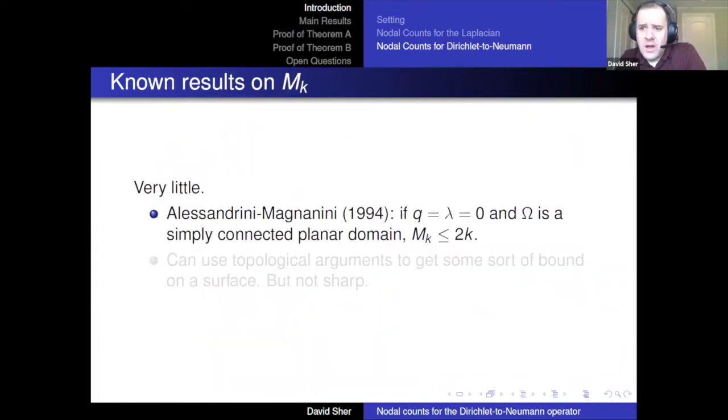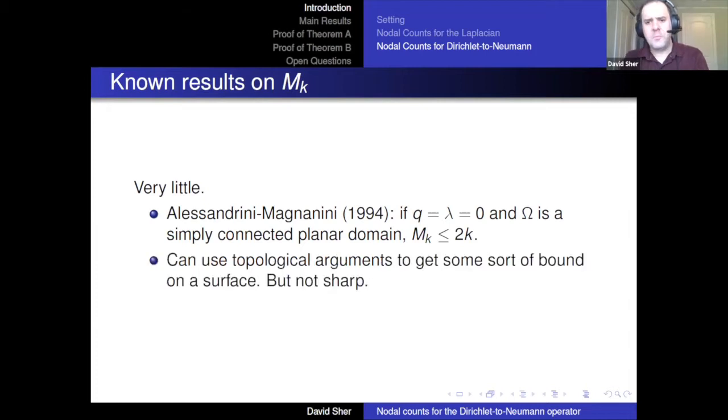Now I ask what's known for MK, the Dirichlet-to-Neumann eigenfunctions, and the answer is not a lot. There's this bound, which is not bad. I mean, it's the best that's known. But Alessandrini and Magnanini proved that, again, if Q and lambda are both 0 and omega is a simply connected planar domain, then you can have at most 2k nodal domains, which is great, but it's also off by a factor of 2 from what we suspect might be the best bound.